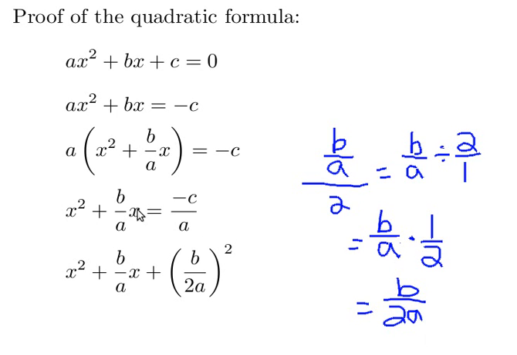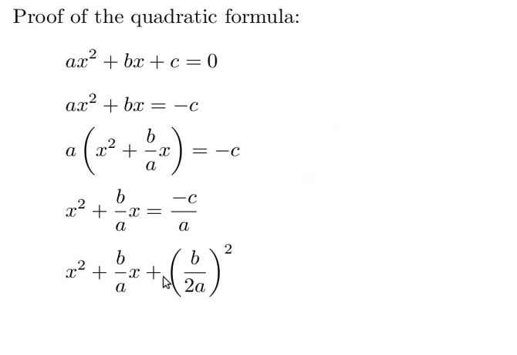So that means that half of b over a is going to be b over 2a. And then, of course, we square it again. So I'm going to go ahead and clear that off. And now that we've added this, we don't want to actually change the value of anything, so we need to subtract it off again. So we have minus the same thing equals negative c over a.